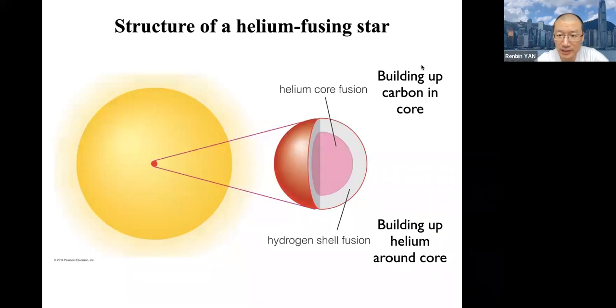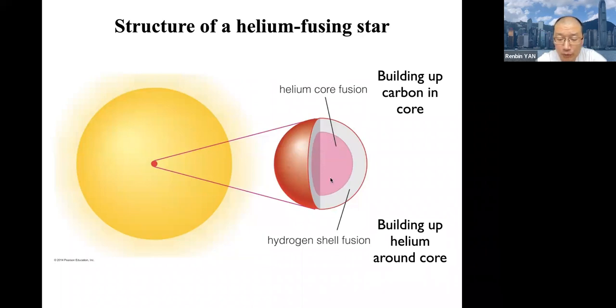So the structure of a helium fusion star actually has 2 energy productions as well. In the core you have helium core fusion, but the shell that surrounds the core is still very hot. It still has a higher temperature than it had when the star was on the main sequence, right? So in that region, it is not hot enough to fuse helium, but it's still hot enough to fuse hydrogen, so you will have helium core fusion and hydrogen shell fusion.